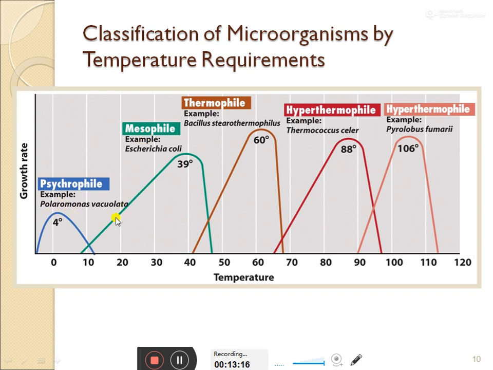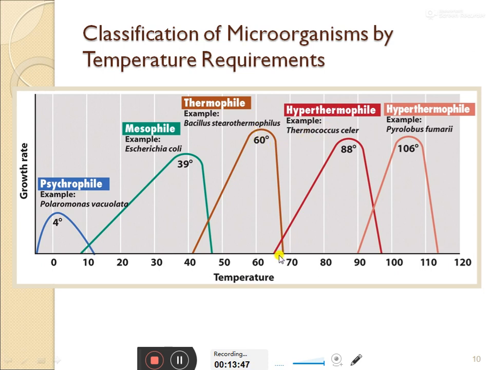Then the mesophiles: it starts from 8 degrees Celsius and extends towards 45 degrees Celsius, and 37 to 39 degrees Celsius is the optimum temperature for growth. Then the thermophilic bacteria: the minimum temperature for thermophiles is 40 degrees Celsius and the maximum temperature is 70 degrees Celsius, where 60 degrees Celsius is the optimum temperature required for their growth.